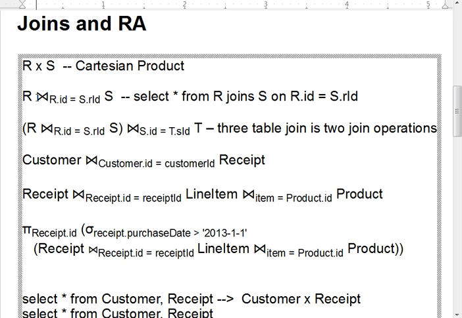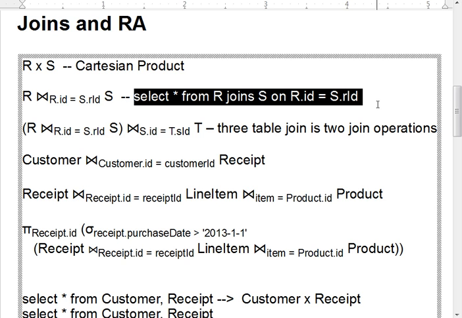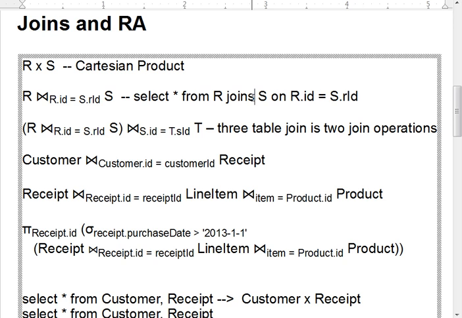Now, RA uses this symbol, usually called bow tie, although we'll just call it join. So it uses the symbol join for a constrained join, with the condition of the join as a subscript. So a join on R and S with primary key R.ID set equal to foreign key S.RID would be written thus. The SQL equivalent, just to be clear, would be select star from R join S on R.ID equals S.RID.